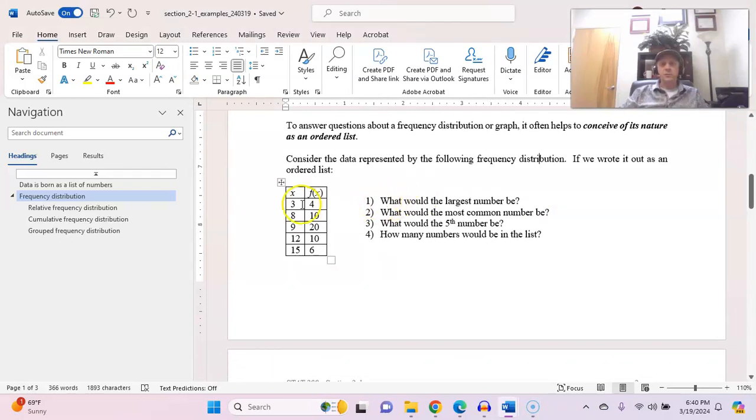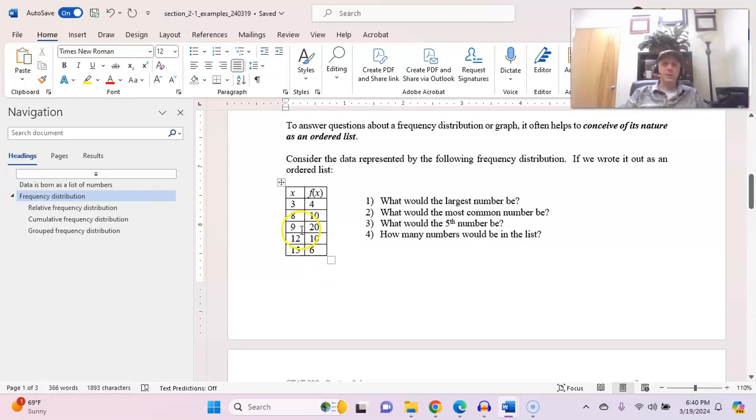Okay, so question number one, if we wrote this frequency distribution as an ordered list of numbers, what would the largest number be? What do you think it would be? Many people would say 20. Do you agree? Is 20 the largest number in this list? Or have you caught on to that? No, no, no, no. It's not 20 because 20 is not even a number in the list.